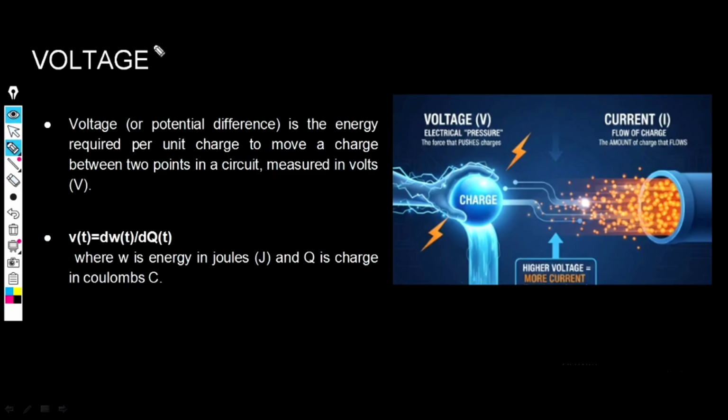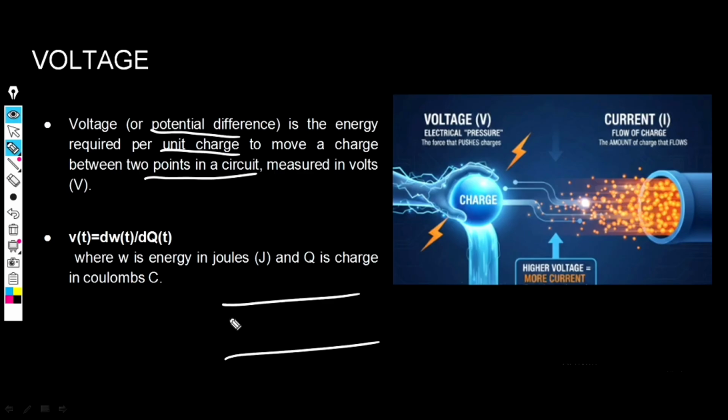When you consider voltage, the first thing that should come to your mind is electrical pressure. This itself is the force that pushes the charge. A stronger voltage produces more current through the conductor. Let's check its definition now. Voltage or potential difference is nothing but energy required per unit charge to move a charge between 2 points in a circuit, and it is measured in volts.